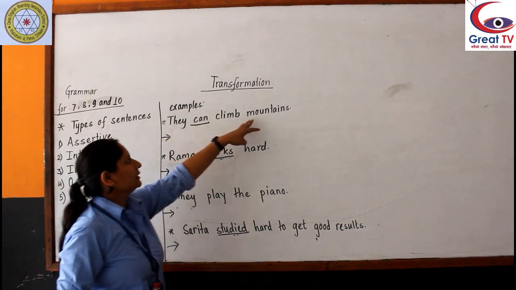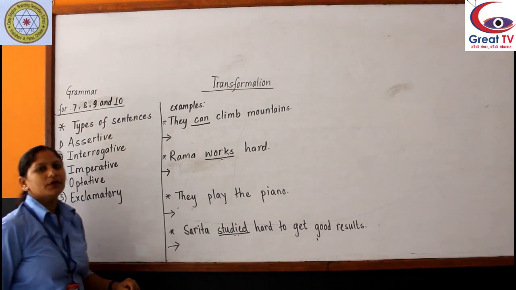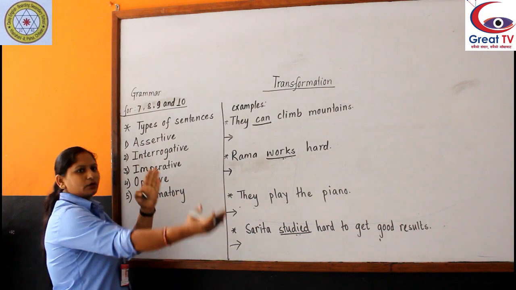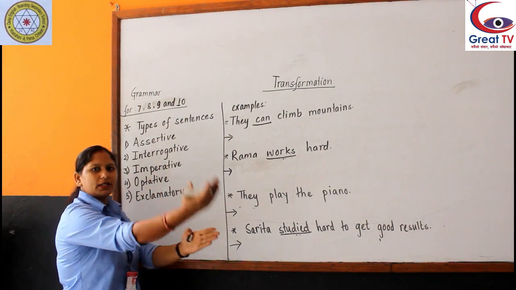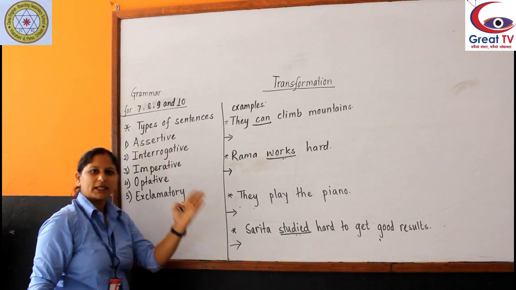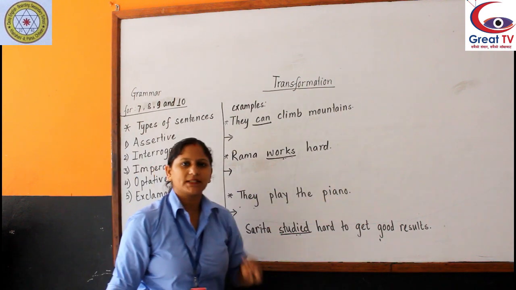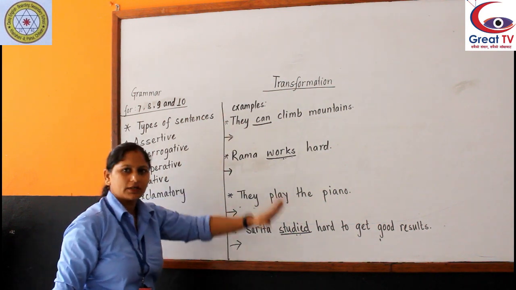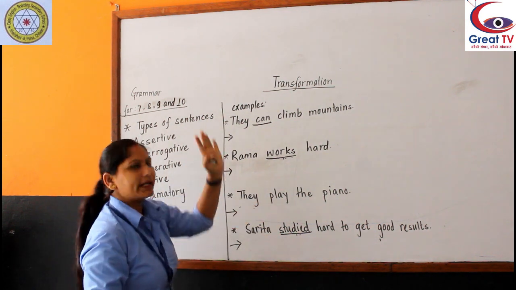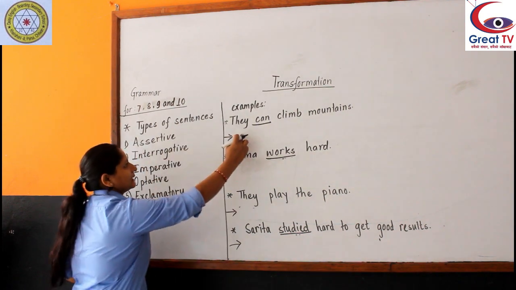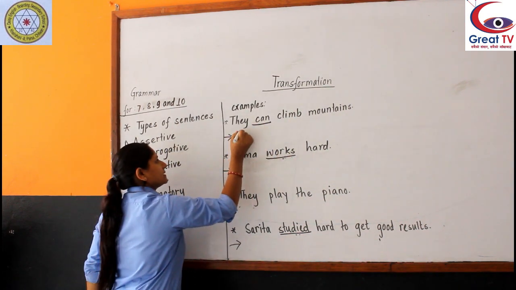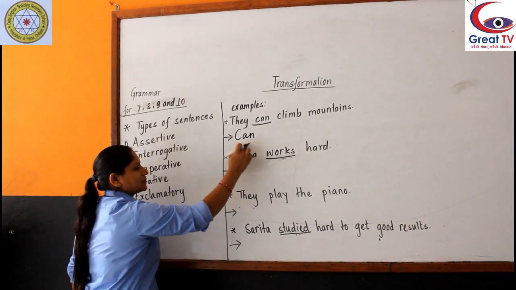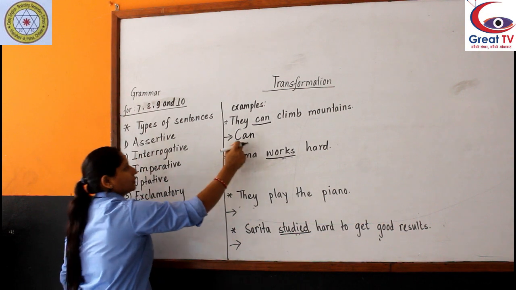They can climb mountains. Now, interrogative means question. To make a question, first of all, we will write the auxiliary verb. While making the negative, we wrote the subject first, right? The difference in interrogatives is that we write the auxiliary verb first. They can climb mountains. Can becomes the first word.